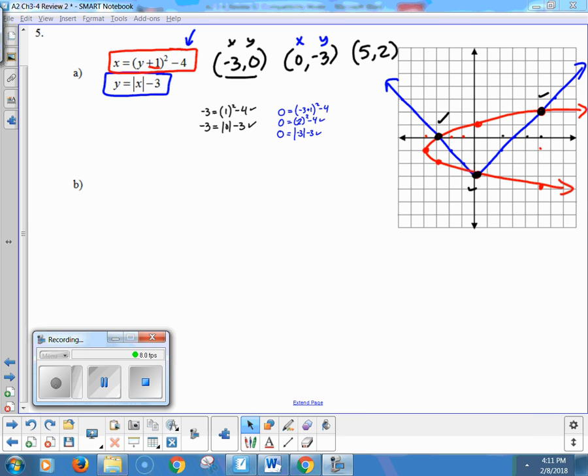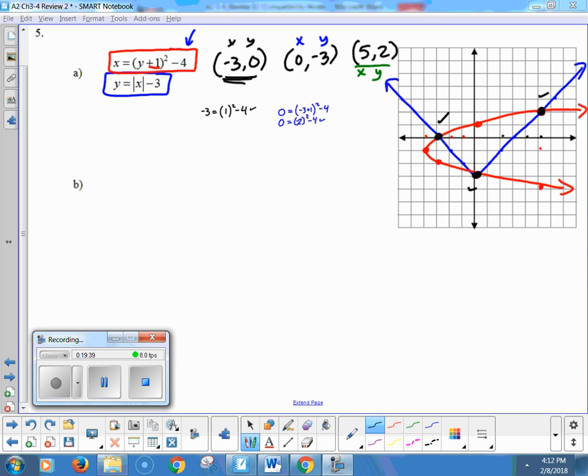And testing this last point, here's my x, here's my y. It would be testing the first equation. I feel like I blew it. I did blow it, right here. I reversed things. I might have even done it here also. Looks like I did. Taking this first point in the lower equation, I reversed my x's and y's. It should have been 0 equals the absolute value of -3 minus 3, which also works.